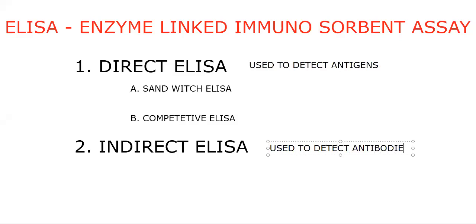So when we use direct ELISA to detect antigens, what is required in the laboratory? We are going to detect antigen, so their specific antibodies are required. In direct ELISA, first of all, let me introduce the sandwich ELISA. The diagram will help us understand everything. So number one, sandwich ELISA.